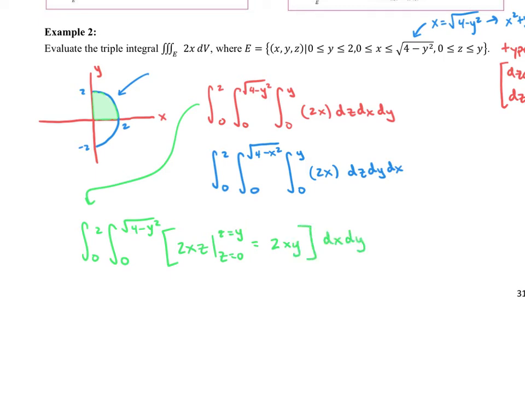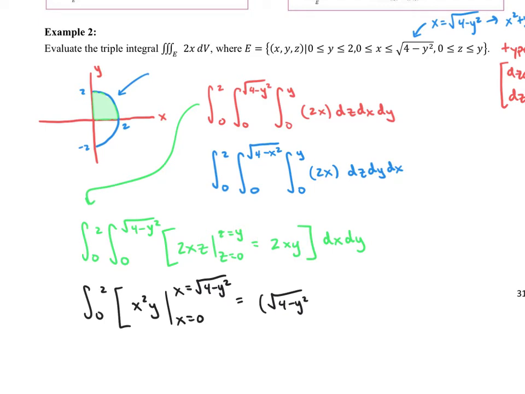So there's your first integral. Okay, next integral. Change colors again, so we have the integral from 0 to 2. The antiderivative in terms of x would be simply x squared y, and x goes from 0 to the square root of 4 minus y squared. Okay, so we plug in our stuff.